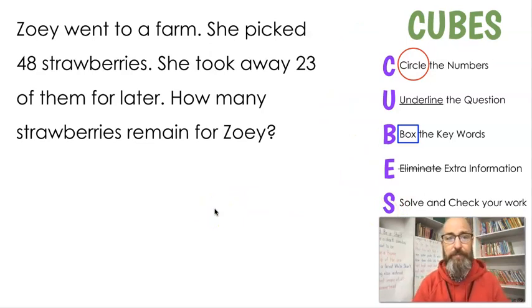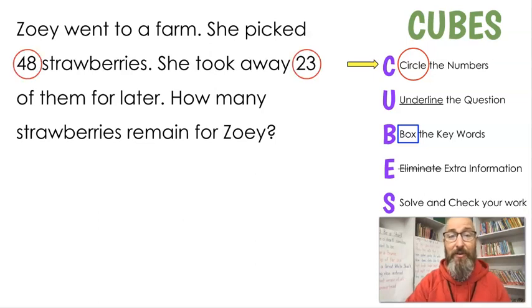Zoe went to a farm. She picked 48 strawberries. She took away 23 of them for later. How many strawberries remain for Zoe? Now, if you remember, our first step is circle the numbers. Look at the word problem for a minute. Do you see any numbers? What are they? Hopefully you said 48 and 23. So next step is U. What does U stand for? Underline the question. That's right.